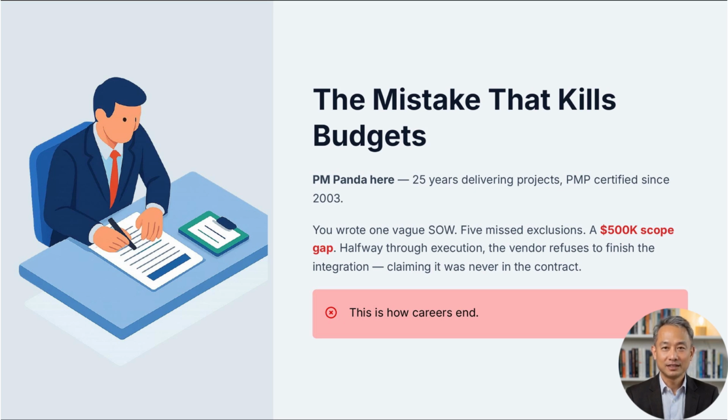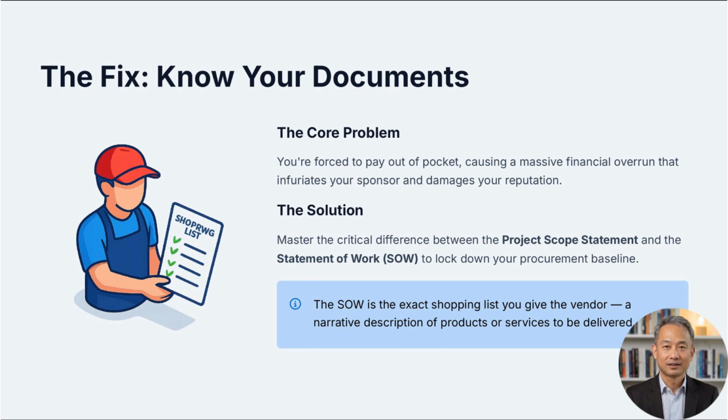You thought you clearly defined what the vendor was supposed to build, but halfway through execution, the vendor refuses to finish the integration, claiming it was never written in the contract. This is how careers end. You are forced to pay out of pocket, causing a massive financial overrun that infuriates your sponsor and damages your reputation. The fix is mastering the critical differences between the project scope statement and the statement of work, or SOW, to lock down your procurement baseline.